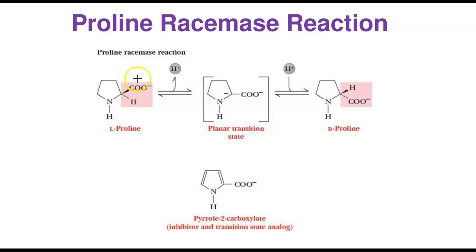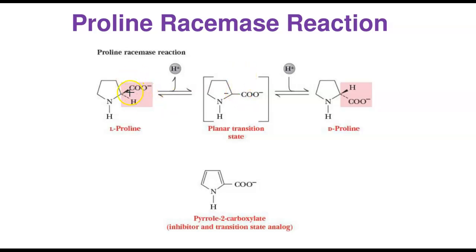And look at what happens here. If you're going to change this one, you have the COOH, you have this here. It changed both of them, have the hydrogen here. So what it means is that it's actually changing the conformation from L to D. This is what the enzyme is doing. Now, in between these two, there is a transition state, an intermediate brief form.